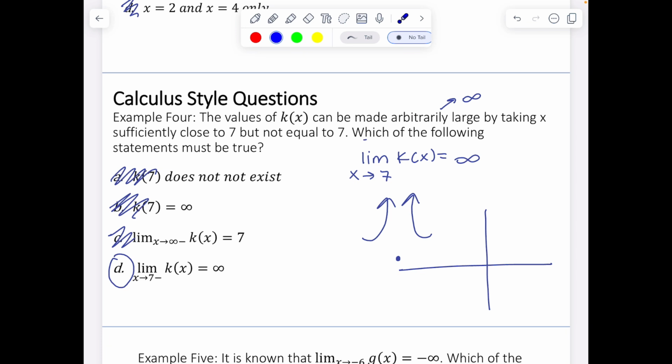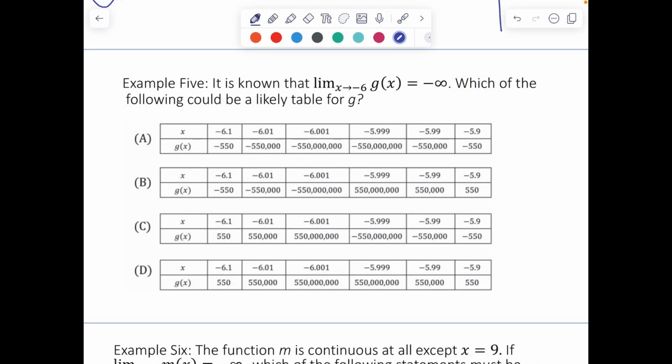Okay, sorry. So if the limit overall is infinity, that implies that the left-hand limit and the right-hand limit equal infinity. So if this is occurring, then D has to exist. So if the limit overall is infinity, that means the left-hand limit is also infinity. So that's why D is the answer. Okay, we just have a couple more problems.